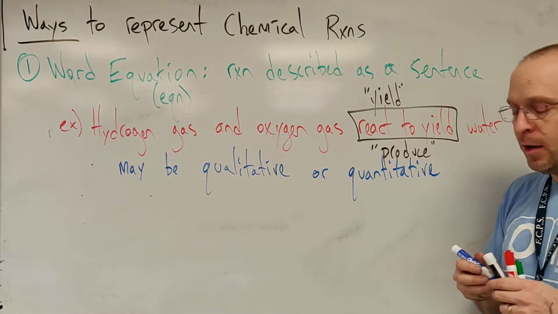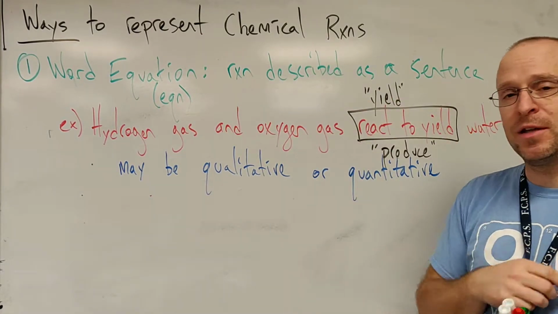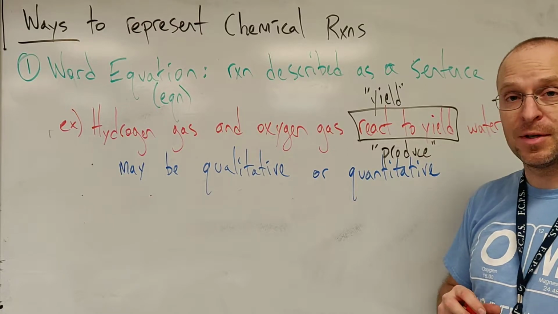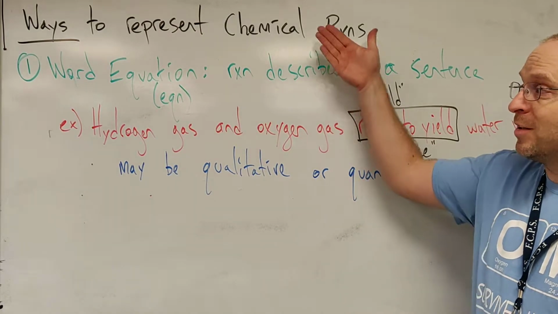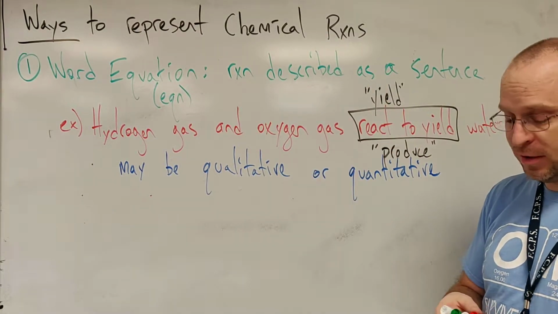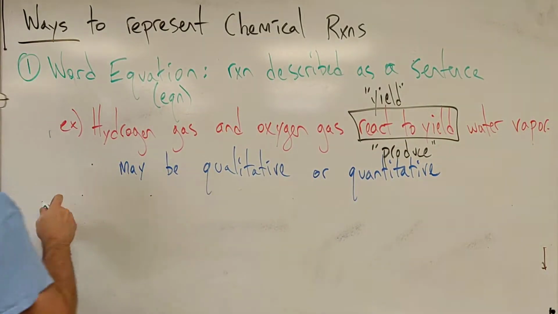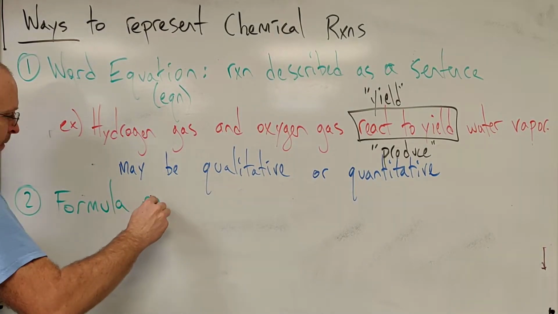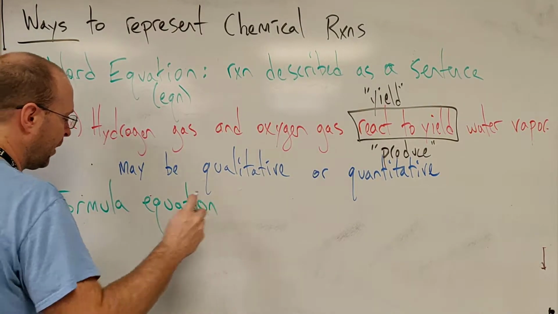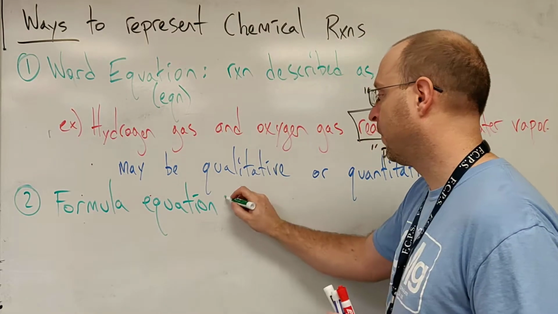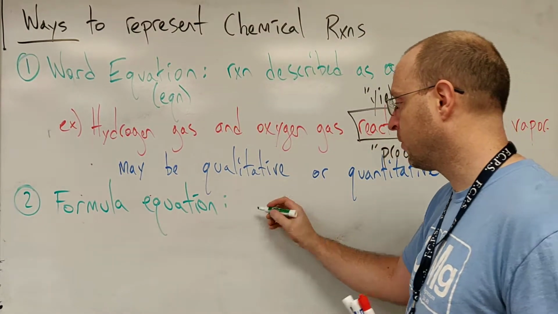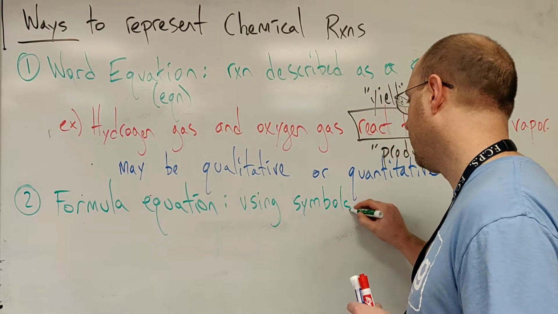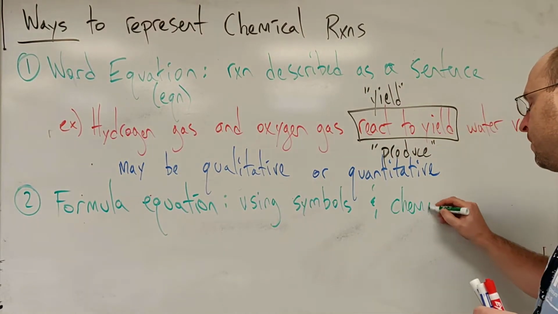All right. Now, the second equation has to somehow speed things up. And one of the things we've studied is chemical formulas and chemical symbols or atomic symbols. And so we can speed this up tremendously by using a shorthand notation like that and writing a formula equation. All right. And in a formula equation, you're using symbols and formulas for compounds. So we're using symbols and chemical formulas.